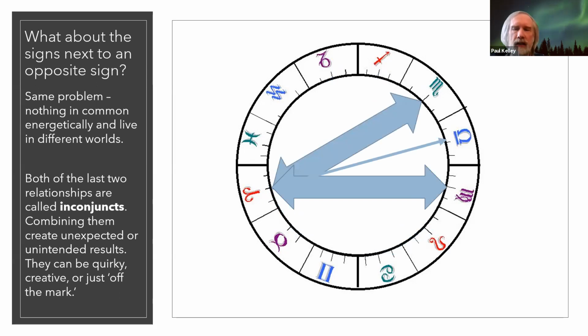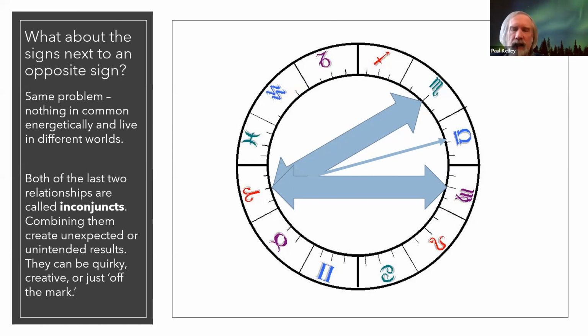And finally, let's look at signs that are next to the sign opposite another sign. So for instance, when we have the sign of Aries, we look to the sign opposite, it's Libra. And who are Libra's neighbors? Virgo and Scorpio. Keep in mind that neighbors have nothing in common. Now, Virgo and Scorpio have a little bit in common. They have a sextile relationship or a sextile aspect between them, and they share a polarity.